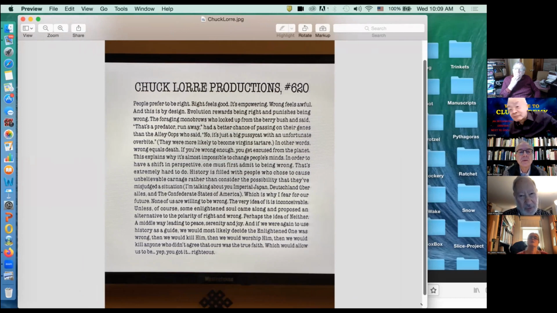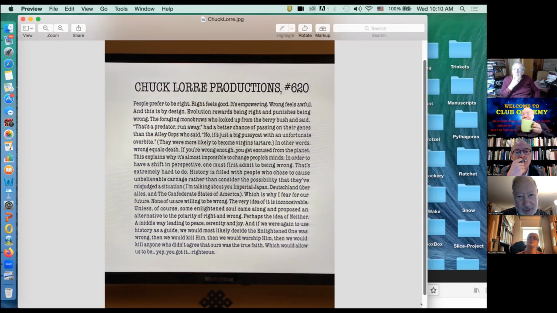People prefer to be right. Right feels good, it's empowering. Wrong feels awful, and this is by design. Evolution rewards being right and punishes being wrong. The foraging monobrows who looked up from the berry bush and said, that's a predator, run away, had a better chance of passing on their genes than the alley-oops who said, no, it's just a big pussycat with an unfortunate overbite. They were more likely to become virgins tartar. In other words, wrong equals death. If you're wrong enough, you get excused from the planet.